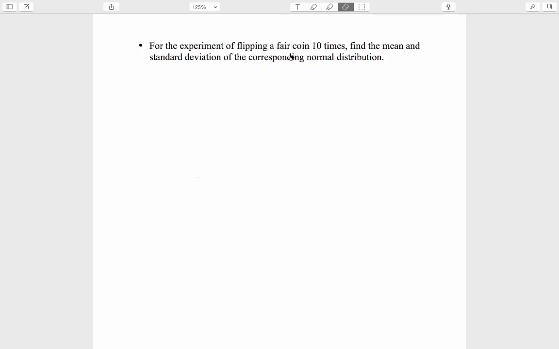This experiment has a certain mu. It is given by mu equals np, that's the formula. N is 10, p equals 0.5, so the mean is 5 heads. Right, that makes sense. You flip a fair coin 10 times, on an average run of that experiment, you get 5 heads. What about the standard deviation?